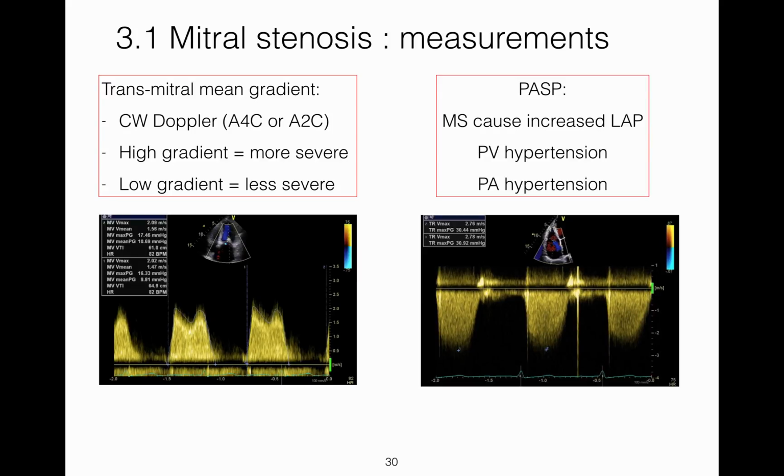Continuous wave Doppler can also be used to estimate the mean pressure gradient across the stenotic mitral valve by tracing the entire Doppler spectrum from the 4-chamber or apical 2-chamber view.